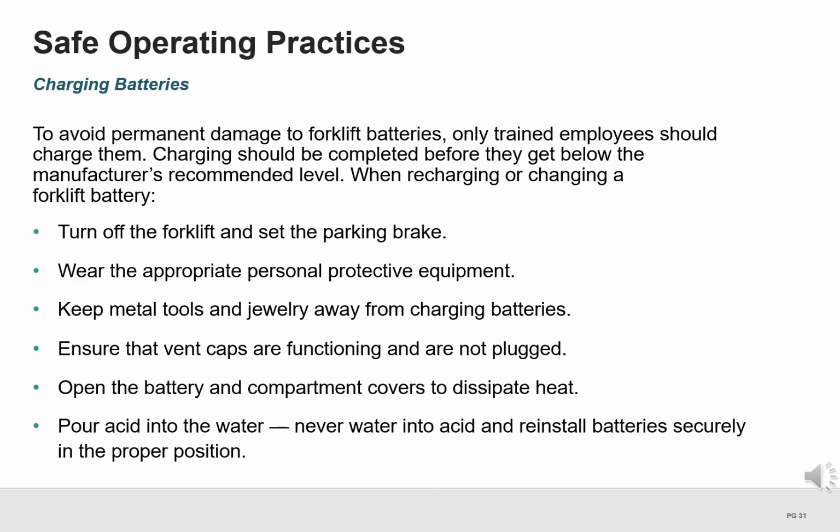Ensure that vent caps are in place and not plugged. Open battery and compartment covers to allow heat to dissipate during charging. When handling battery acid, always pour acid into water, never water into acid, to avoid a dangerous reaction. Once complete, make sure the battery is properly secured in the correct position before returning the forklift to service.